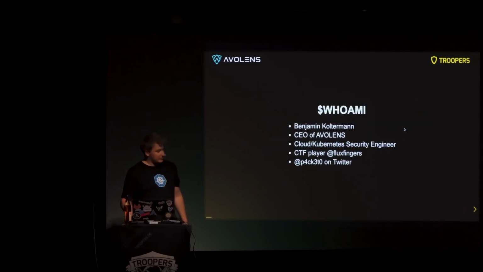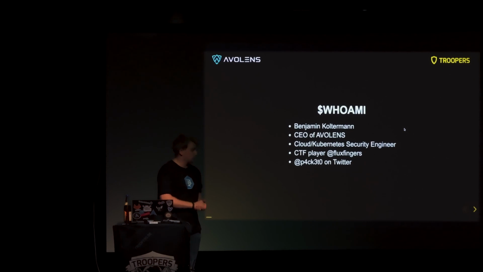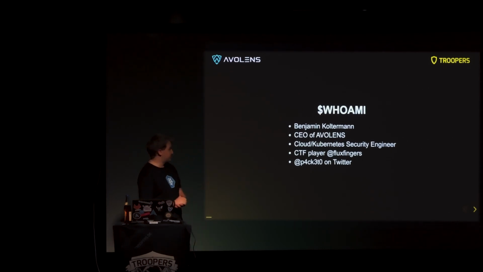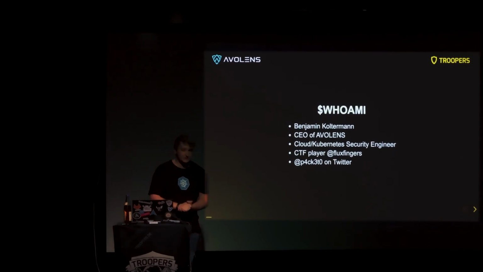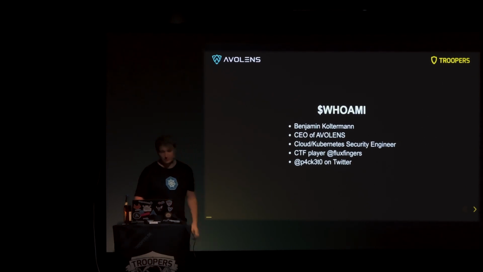So to start, I will give you a brief introduction to who I am. My name is Benjamin Koltermann. I'm from Germany. I'm the former CEO of Avolens. We are doing Kubernetes auditing and Kubernetes security for larger companies. I'm also a Kubernetes or cloud security engineer, as you want to call it, and a CTF player at FluxFingers. And my Twitter handle is Paketo or Packet Zero.